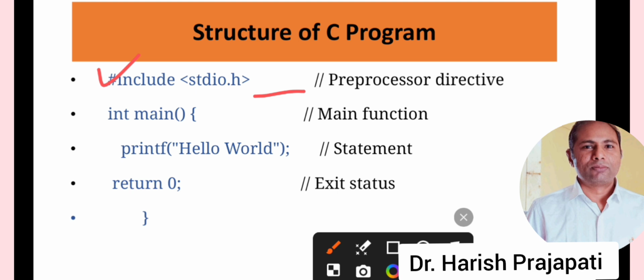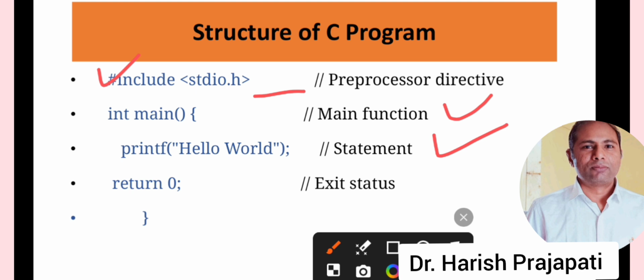Here, since we require the output function, that is the printf function, we are including hash include stdio.h. The second important thing here is that there are no curly braces and no parentheses. Here we are using the greater than and smaller than signs. The second line is int main. Main means we are starting our main program or main function. So this is the start of the main program. Then we will use the curly braces; we will open the curly braces.